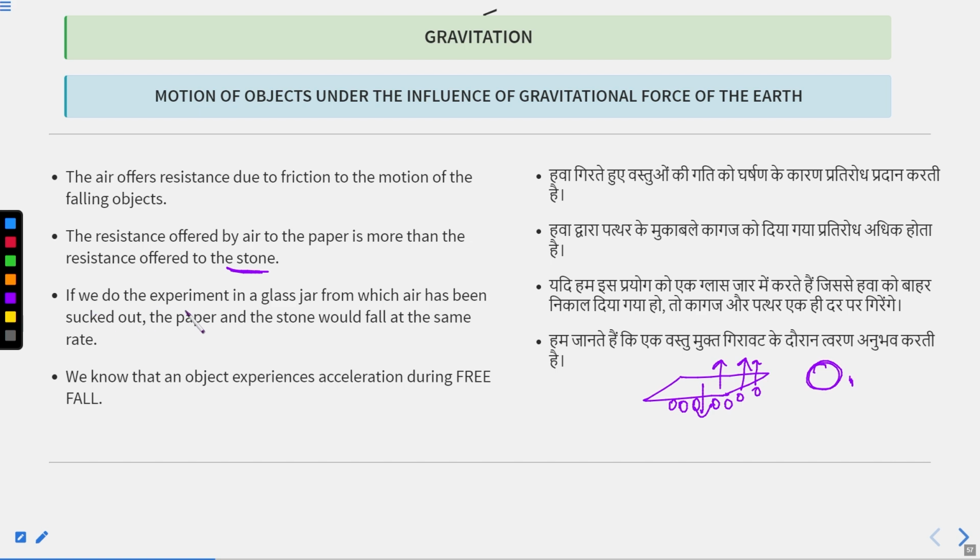If we do the experiment in a glass jar from which air has been sucked out, okay, let's suppose everything is miniature now. This is a very big glass jar, and there is a small piece of paper and a small stone, and both are released simultaneously. Both will reach the ground at the same time because of the free fall. Both of the objects will experience free fall.